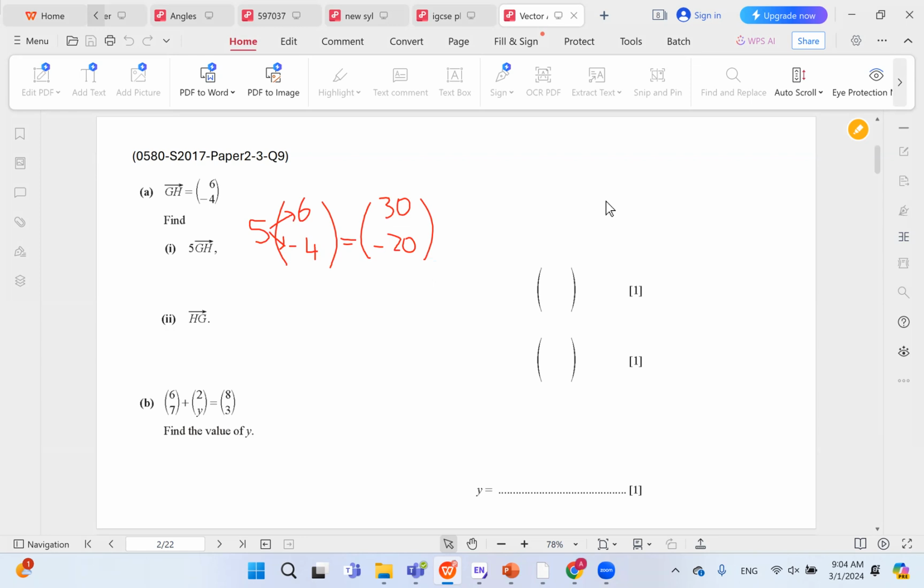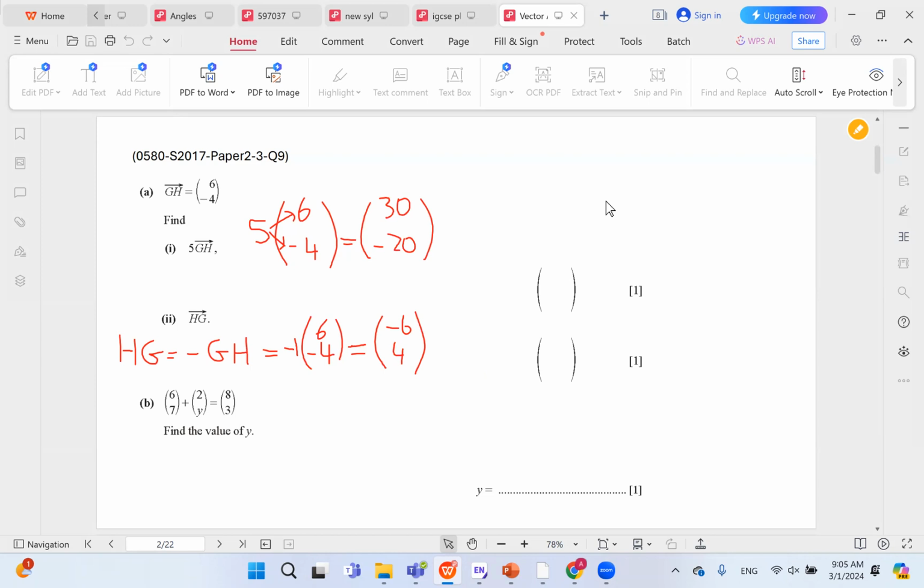Then to find HG in part (ii), you should know that HG is equal to -GH. So this is equal to -1 times (6, -4), which is equal to (-6, 4). And that would be the answer to part (ii).